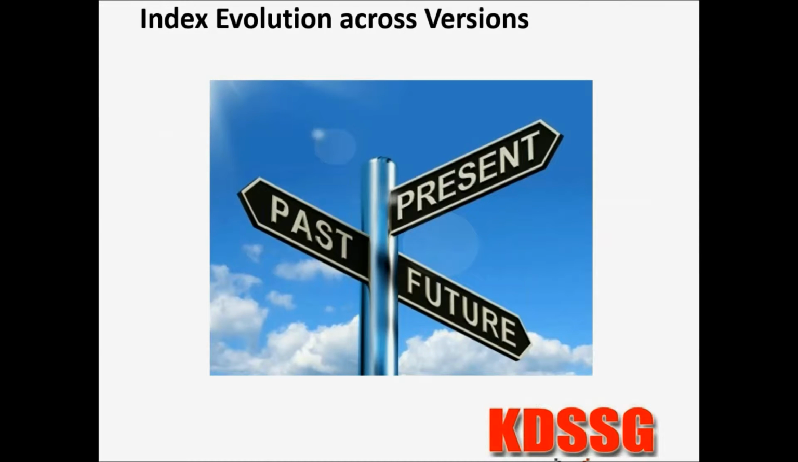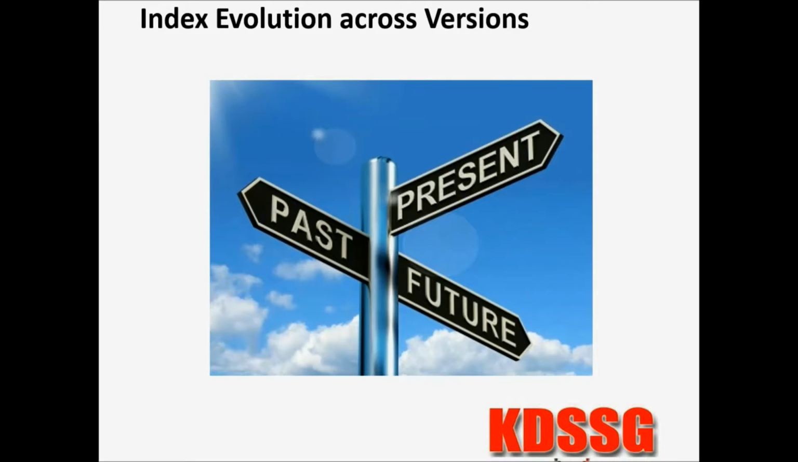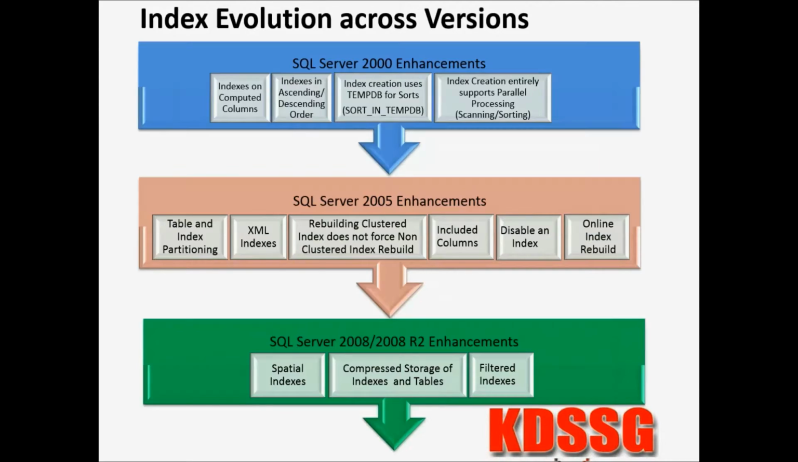Just to summarize and do one more review, looking at the past, the present, and the future of indexes. Looking at the past, in SQL Server 2000 we had some great things like indexes on computed columns. In other words, this is how indexes have evolved from the oldest version to the most modern version. In SQL Server 2000, we could create indexes in ascending or descending order. It was a new thing at that moment. When you create an index, indirectly you are sorting all the data, arranging all the keys and storing data in a physical order.